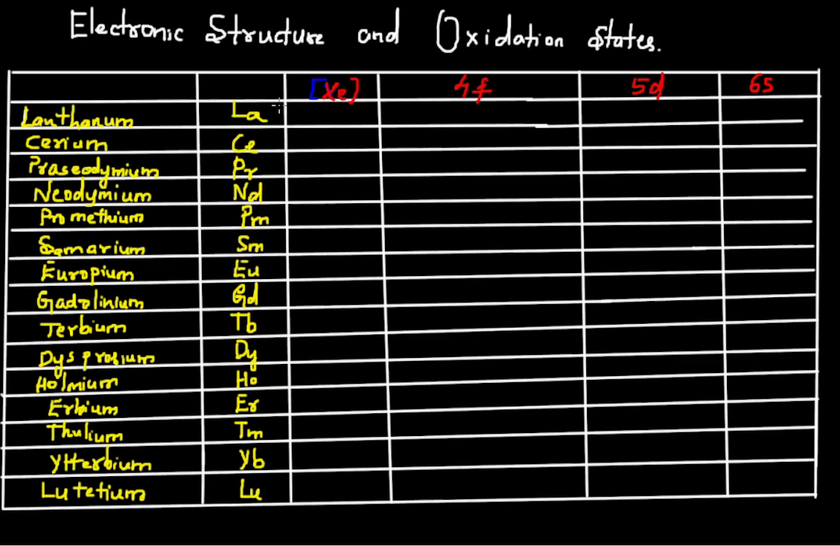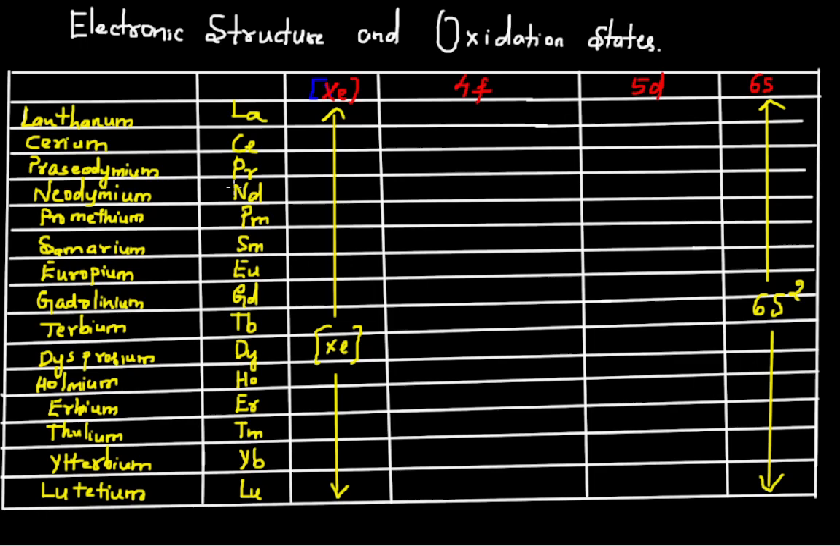Fine. Okay. Among these, how are the electronic configurations? First thing, all of them have a filled xenon configuration. So this is common to all of these. Second common thing, all of them have 6s2 electrons.